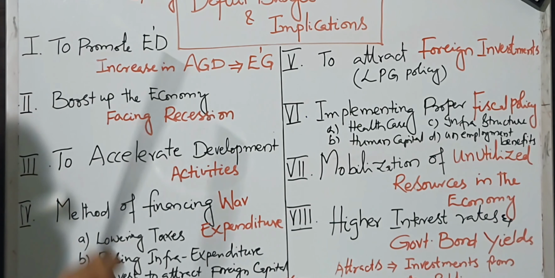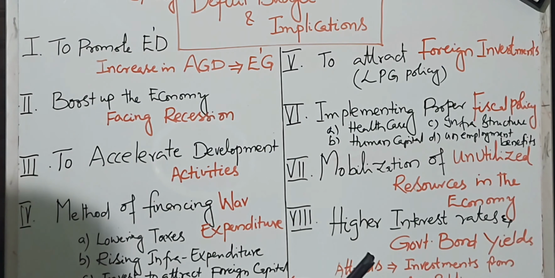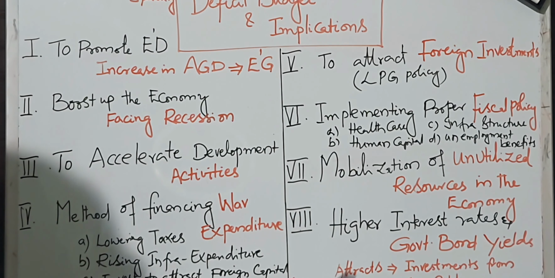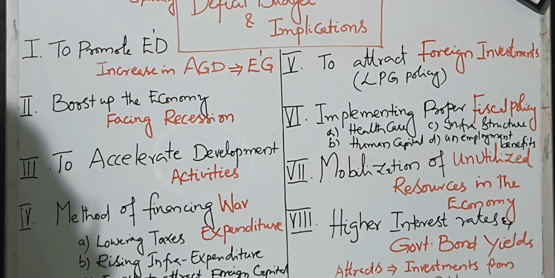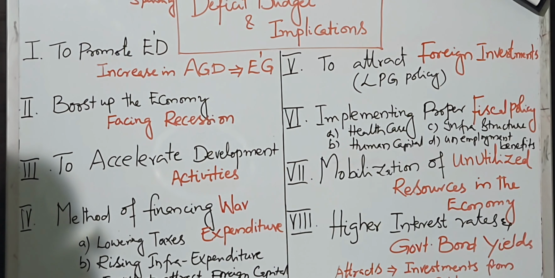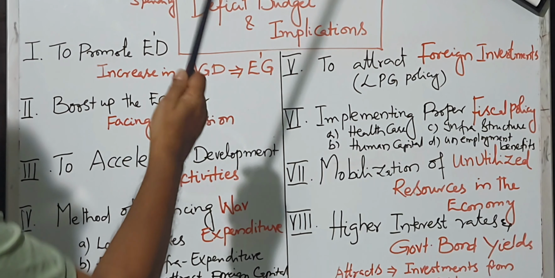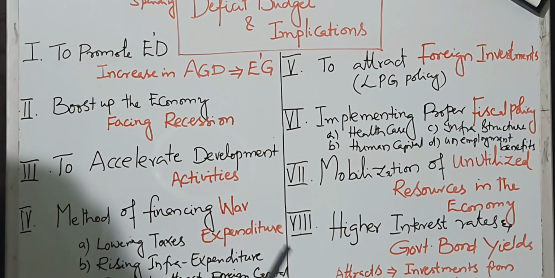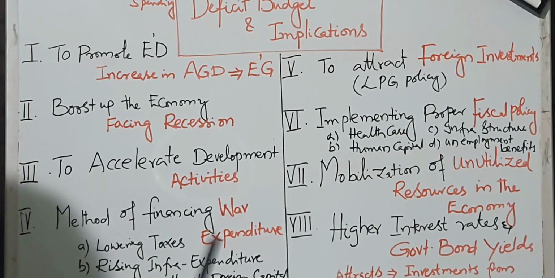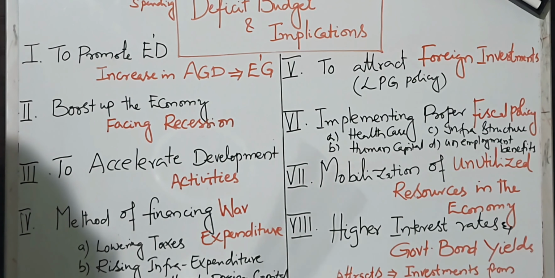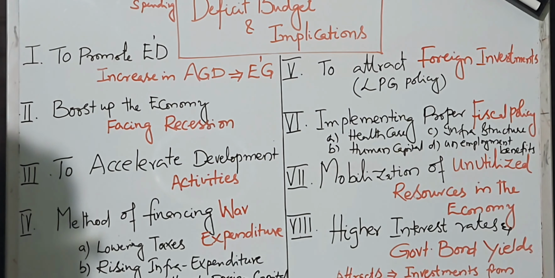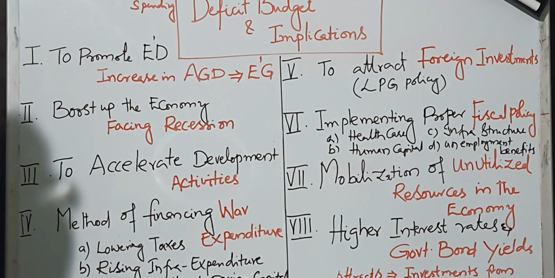Deficit budget means the government is spending more funds on different economic activities than its revenue. Public expenditure exceeding its revenue can be defined as a deficit budget. There is a deficit in the budget means income is less than expenditure. So government revenue is less, expenditure is more, then there is a deficit in the budget. So our topic is deficit budget and its implications.